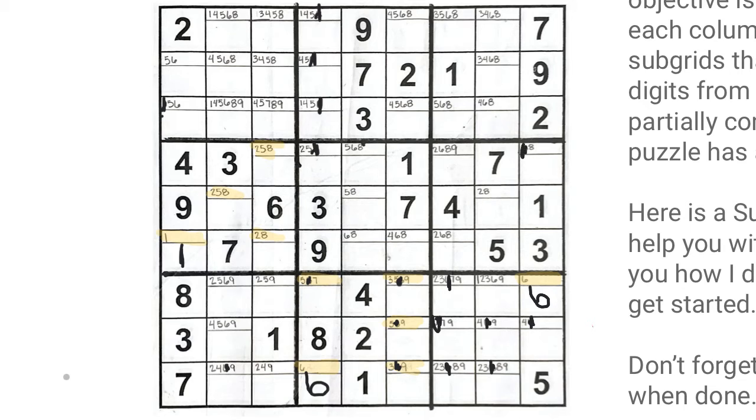I shoot up, no 6 there. I shoot, there's a 6. Shoot across, and there's a 6. So now, within this box, I have a 4, which means I go around and I mark out the 4s.